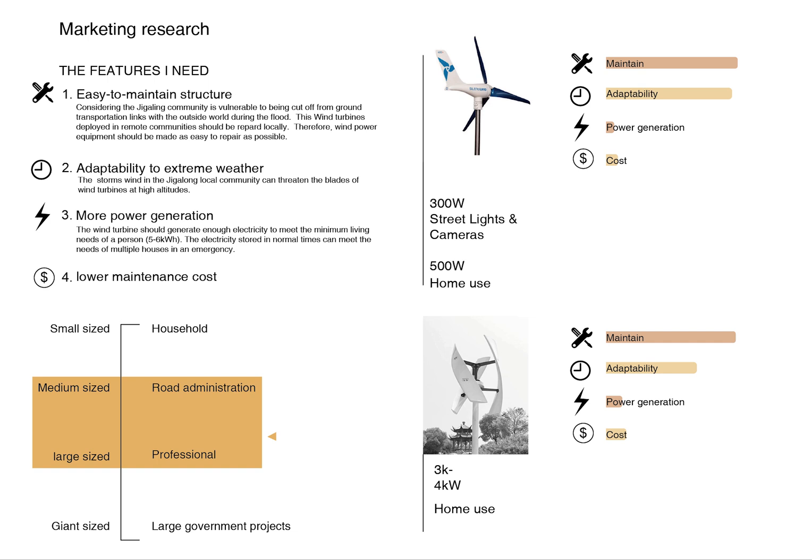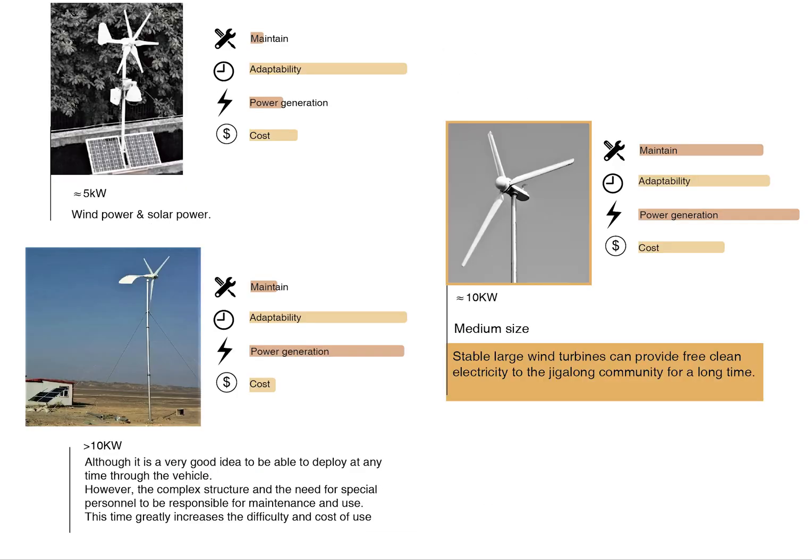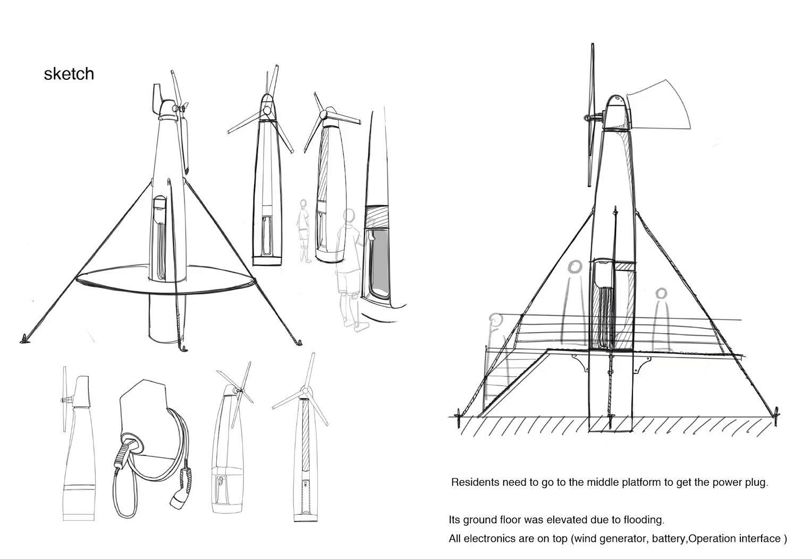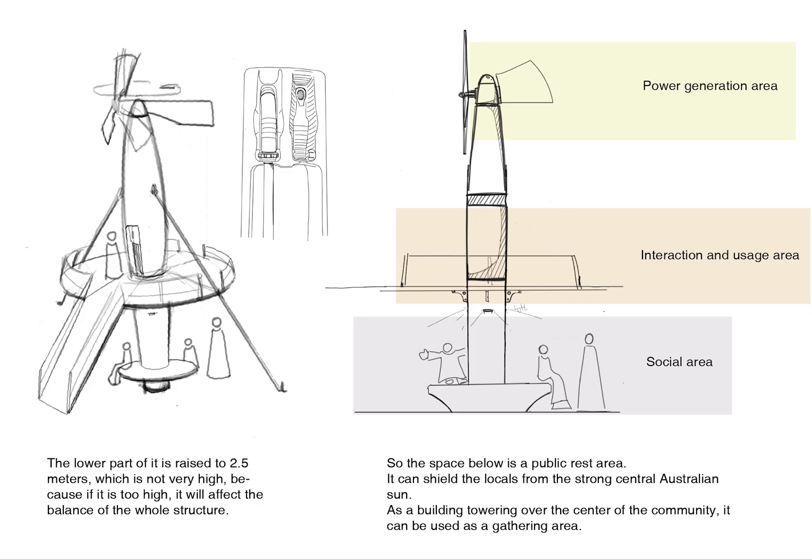Now I have some information and data on various parameters of existing products. Then I list the features I need. Existing wind turbines have different characteristics, from size to combination and top structure. Next is the preliminary sketch. The first part is the power generation and charging point of the upper part. I considered three layouts for the charging plug here.